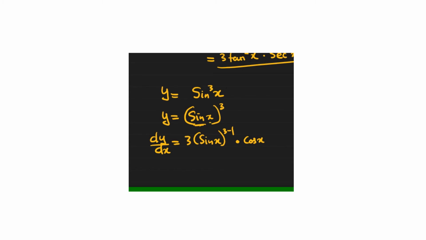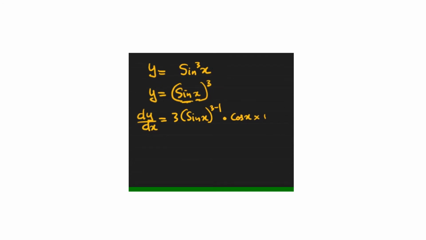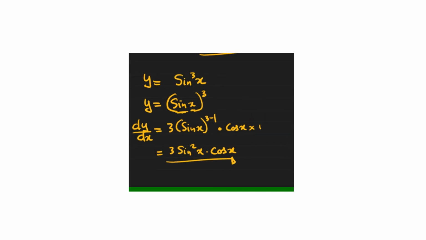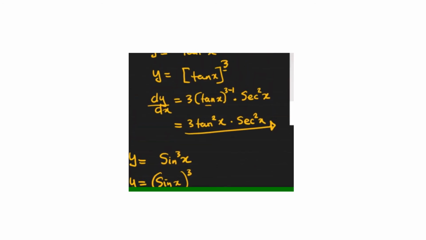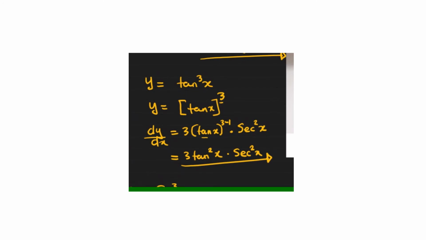Then when you differentiate this x, you get a times 1. So much so that the answer in this case now becomes 3 sine squared x multiplied by cos x. Good. That becomes the answer. Can you see, the question is almost like the one that we had for tan cubed.